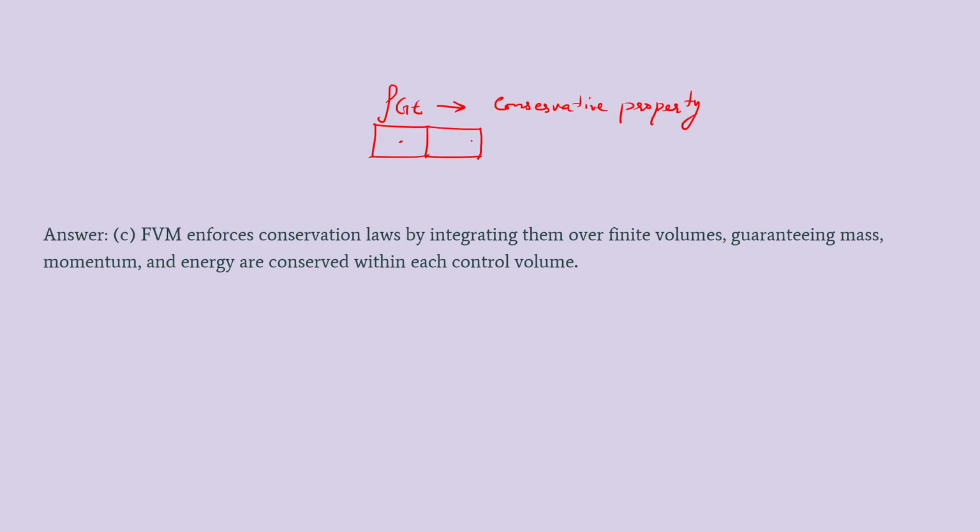So when the equation guarantees conservativeness, it implies that the net outflow from one particular volume will be equal to the net inflow in the next volume. So there won't be any loss or any difference in the cell interfaces or volume interfaces.